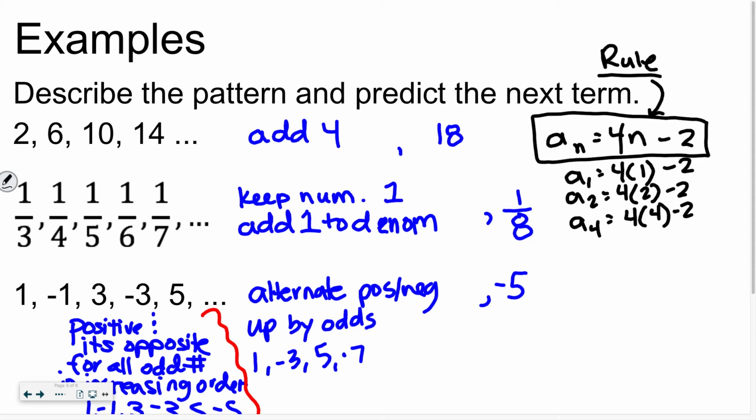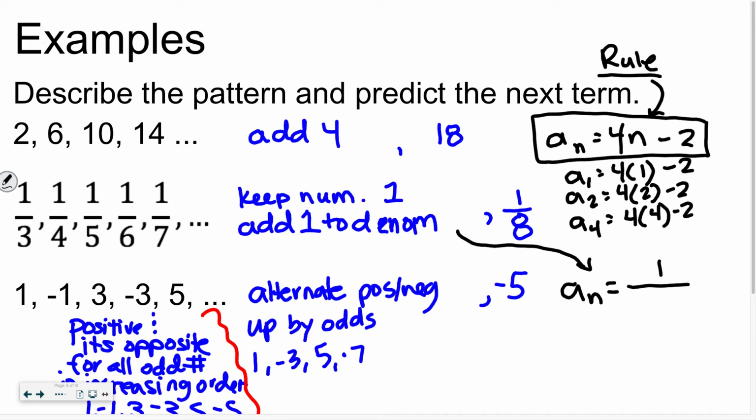Let's see, can you guys come up with a rule for 1/3, 1/4, 1/5, 1/6, 1/7? A sub n equals 1 over something, right? That's how you're going to generate that numerator of 1 every time. Just put a 1 in there. Over the denominator, over n plus 2.